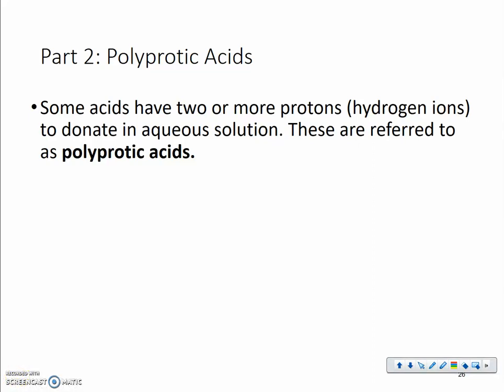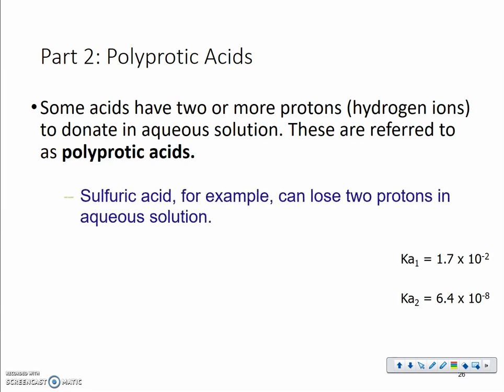Chapter 16, Part 2 is on polyprotic acids. Polyprotic acids are acids that have more than one proton. If it has two, we can call it a diprotic acid. If it has three, we can call it a triprotic acid, or just in general polyprotic. Sulfuric acid, for example, has two protons that it can lose in reaction.